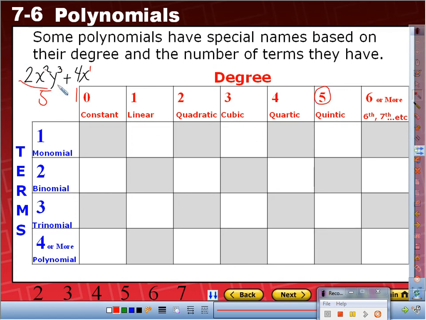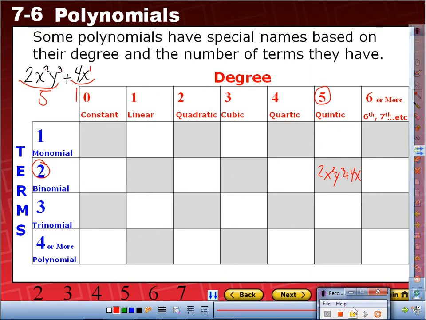How many terms? 1, 2, so therefore it's a binomial, and it goes here. 2x squared y cubed plus 4x. This polynomial is called quintic binomial. What is it called? Quintic binomial.